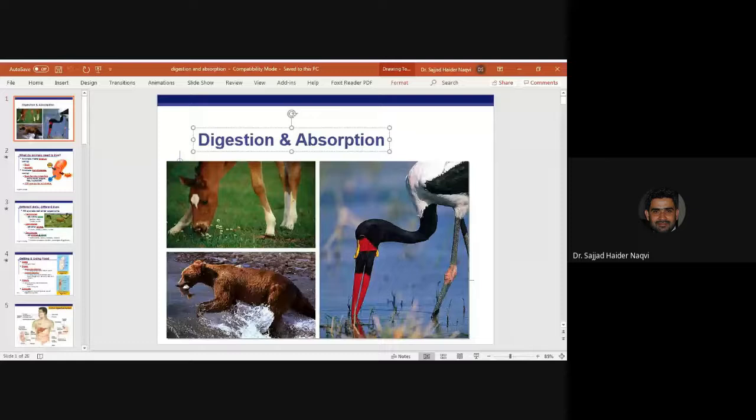Today we are going to discuss the topic entitled as digestion and absorption. We are left behind only with the two topics to be discussed in this term. So this is our second last topic today, and hopefully we'll have one more topic, inshallah, after that.